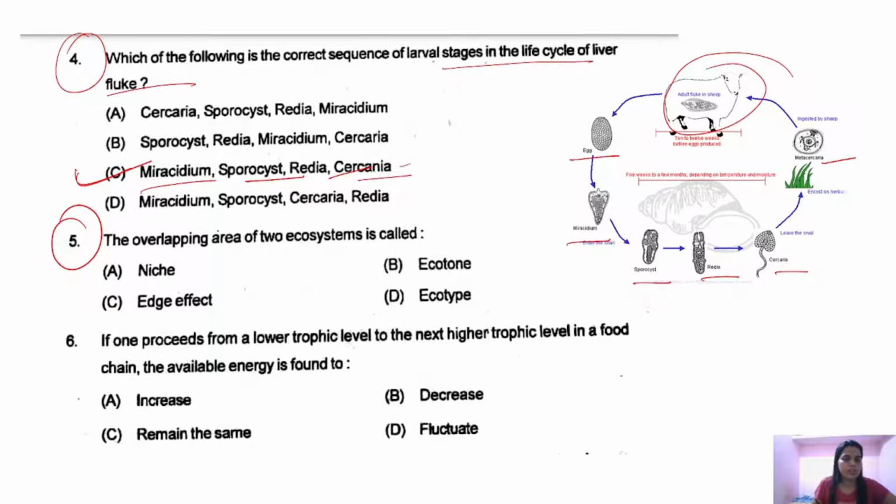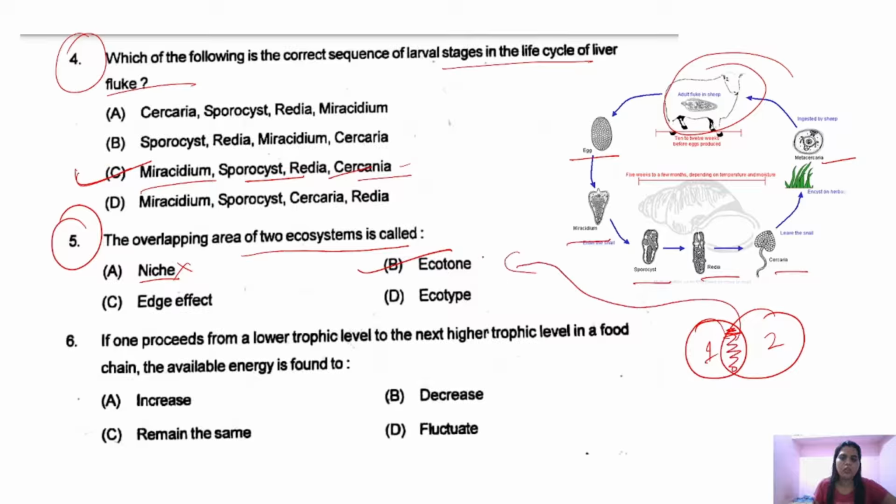Question number 5. The overlapping area of two ecosystems is called. Options: A, niche, no. B, ecotone, yes. B will be the right answer. Suppose there are two ecosystems. This is ecosystem 1. This is ecosystem 2. So this overlapping area is called ecotone. And the effect produced by this ecotone is called edge effect. That is, there will be more diversity found in this edge area. That is known as edge effect. So option number B will be the right answer.